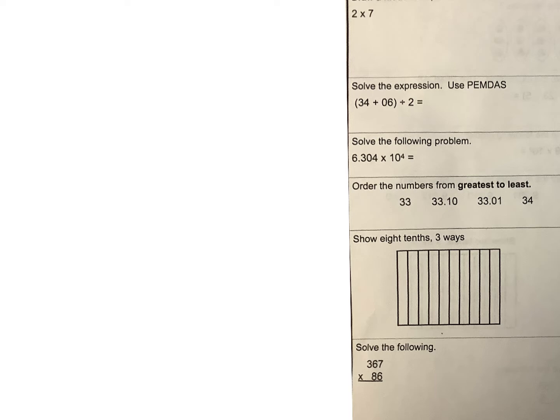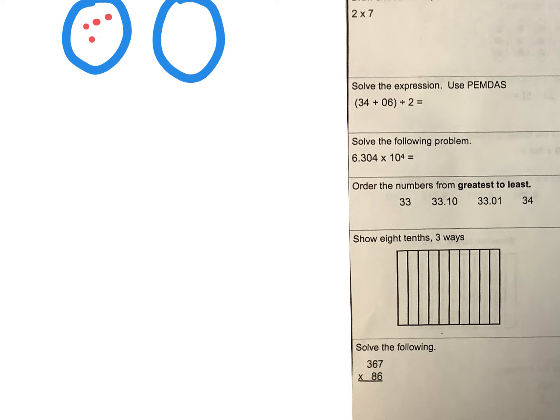Well, here I have 2 times 7. They want me to draw a model. When I multiply, I know that I have repeated addition. I have equal groups here. There are 2 ways I could have done this. I could have made 2 groups. And what would I put in each group? 7 in each group. This is one model to represent 2 times 7. When I count each of those dots, I know that it'll be equal to 14. So that is a model representing 2 times 7.